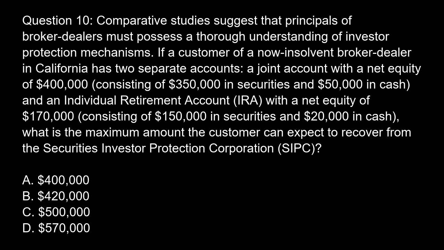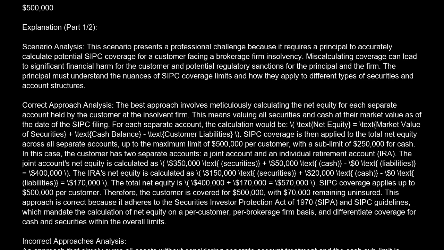Option A, $400,000. Option B, $420,000. Option C, $500,000. Option D, $570,000. The correct answer is C, $500,000. Explanation: scenario analysis. This scenario presents a professional challenge because it requires a principal to accurately calculate potential SIPC coverage for a customer facing a brokerage firm insolvency.